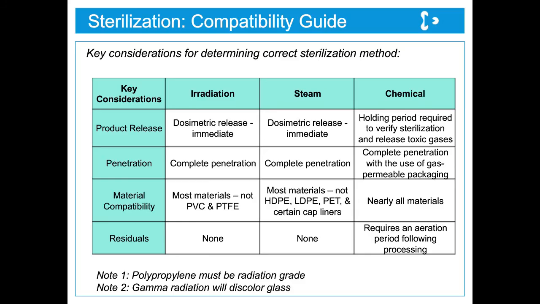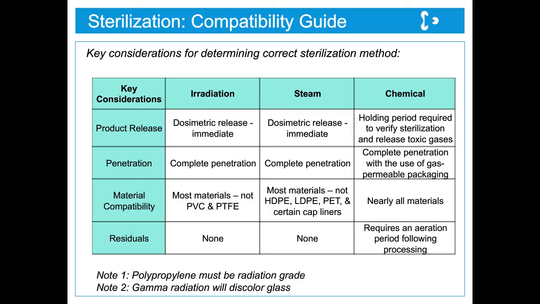So what I want to do now in this last slide is pretty much go over the key considerations for determining correct sterilization methods. I touched on the majority of these, but again, it's not just the chemical composition of the material you want to sterilize, but there are other factors that should come into play. One being product release. You can see irradiation and steam, they both have immediate dosimetric releases. However, with chemical, there is a post-aeration process that removes the residual ethylene oxide that could be left behind on the primary packaging component.